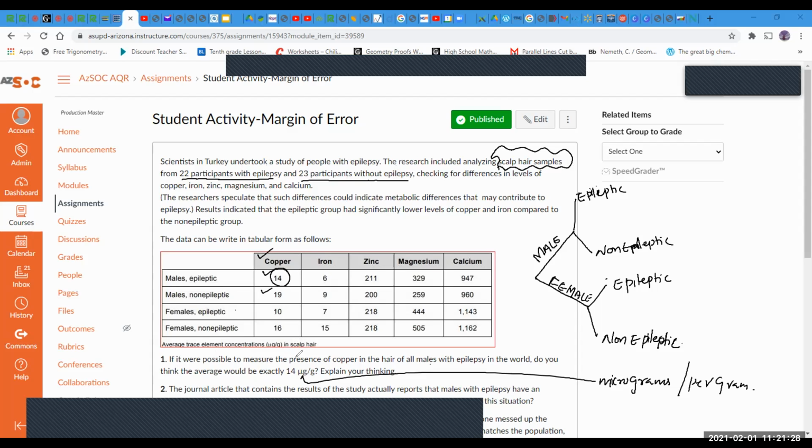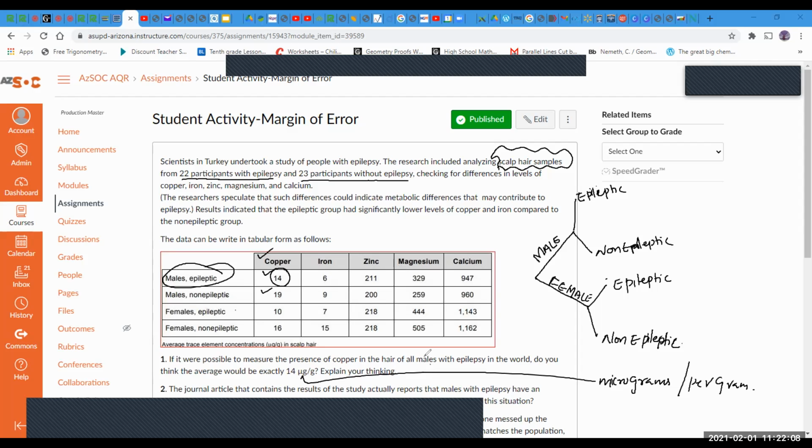If it were possible to measure the presence of copper in the hair of all males with epilepsy, copper presence is 14. Then the question: if it were possible to measure the presence of copper in the hair of all males with epilepsy in the world, do you think the average would be exactly 14 mu g by g? And explain your thinking. That means if you are thinking that 14 is the average, you have to justify why that 14. So how can we justify that?